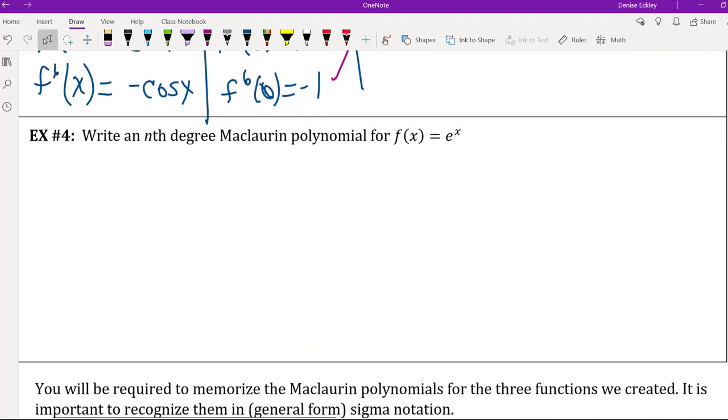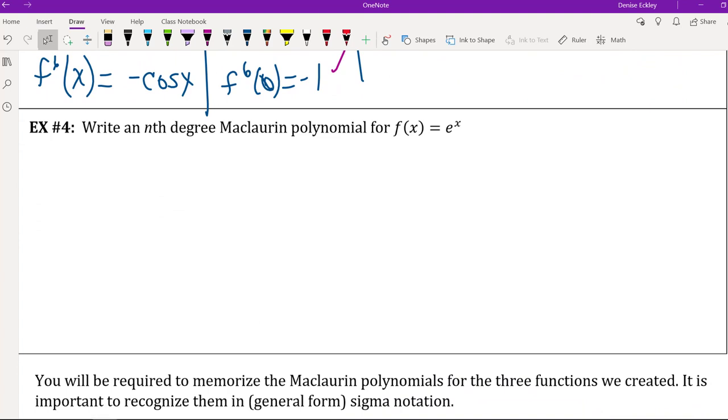So in example 4, now we want to do e. And the thing about e is all the derivatives will be the same. So I'm not going to write them out because we know that the nth derivative for all of these is going to be e to the x. It doesn't matter which power. So if I evaluate any of those derivatives at 0, I get e to the 0, which is 1. So every derivative is 1, and even the value of the first term here is going to equal 1.